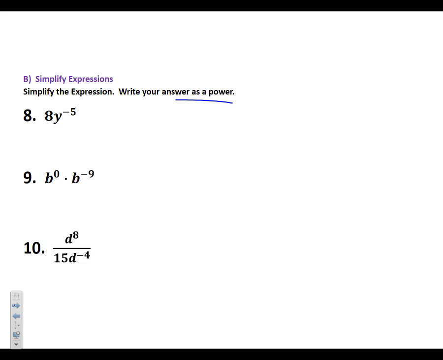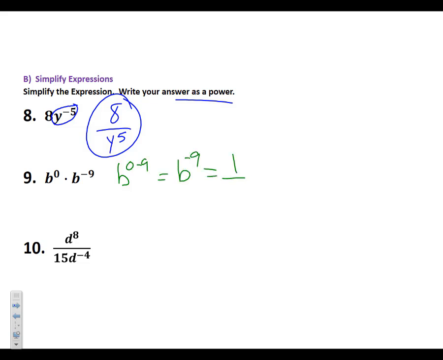8y to the negative 5th. Well, that negative 5 is only attached to the y. So there's nothing we do with the 8. It just stays. And we know we have to take the reciprocal to make that positive. So that would be 8 over y to the 5th. And there's nothing more we can do with that. B to the 0 times b to the negative 9. Following our rule for multiplying with a common base, that's 0 minus 9, which is b to the negative 9, which is 1 over b to the 9th.